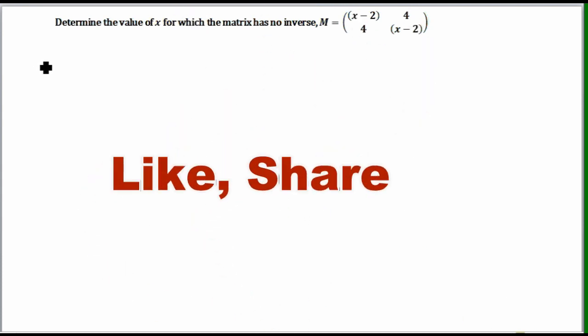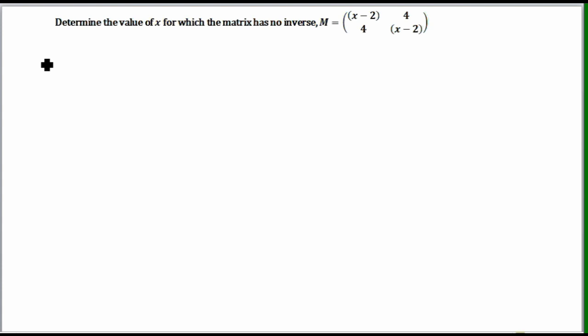Here we are, and this question is about a matrix which has no inverse. A matrix which has no inverse is a singular matrix, and a singular matrix is a matrix whose determinant is 0. So very quickly, it means we are going to get the determinant of this matrix here, x minus 2, 4, 4, x minus 2, and set the determinant equal to 0.